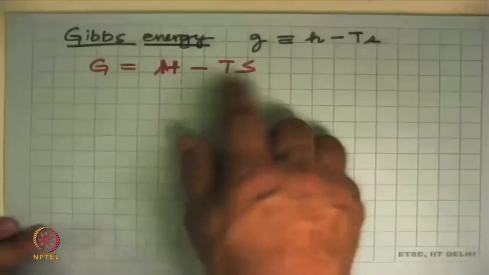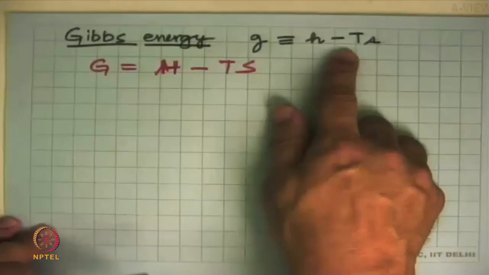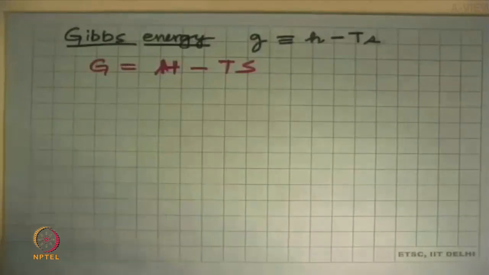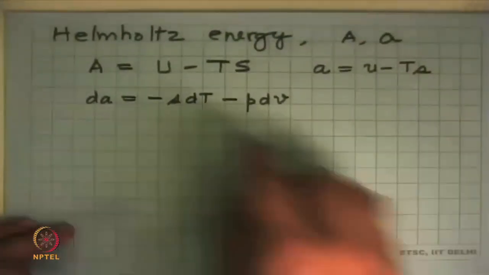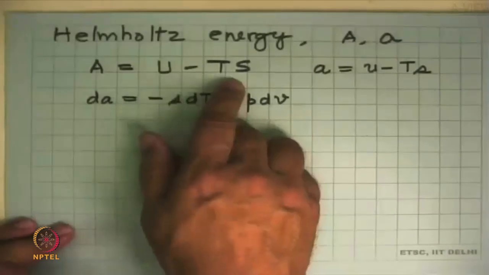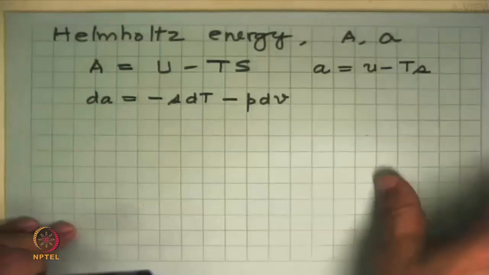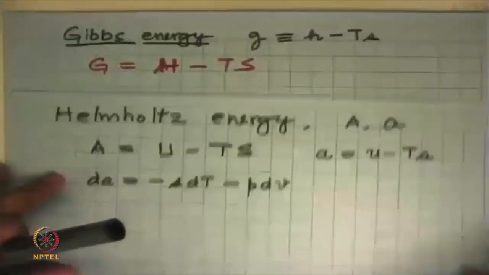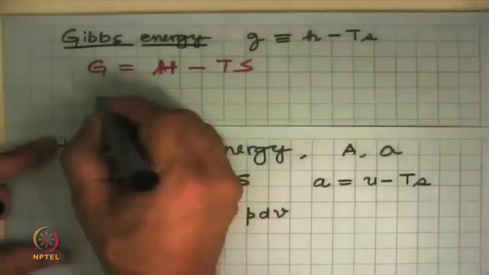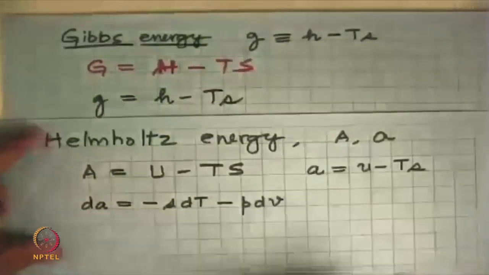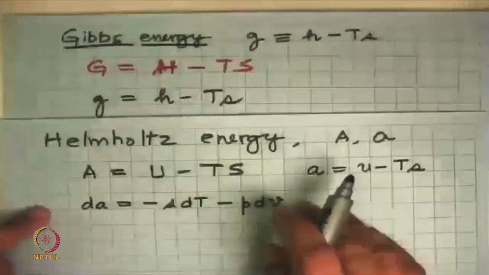So Gibbs energy is defined as H minus Ts, or g is equal to small h minus Ts, and Helmholtz energy is A is equal to U minus Ts, or small a is specific internal energy minus Ts. So what we have done in both cases is we have somehow got something less than Ts.